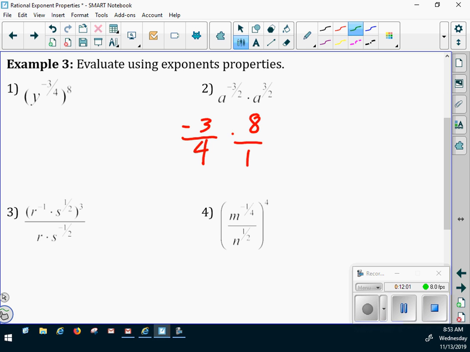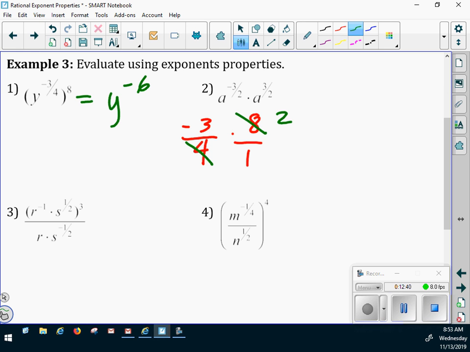Do you see any common factor between the numerator and denominator? What else besides 2? 4. Divide this by 4. 1. Divide this by 4. What do you get? Negative 6. Wait, how'd you say it's 6 and 1? I said, oh, 4 will go into both of those numbers. So I'll divide the numerator by 4, and I'll divide the denominator by 4.